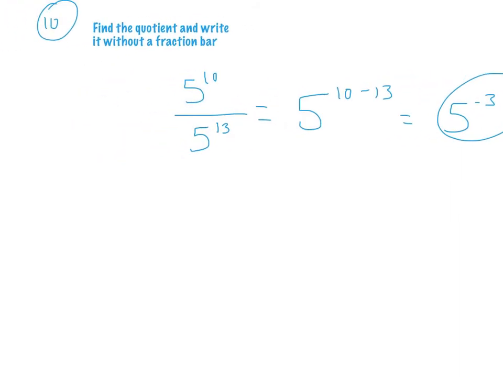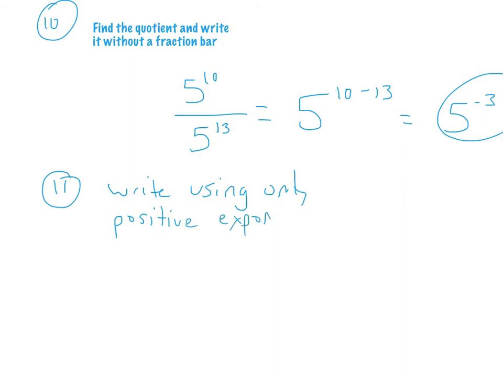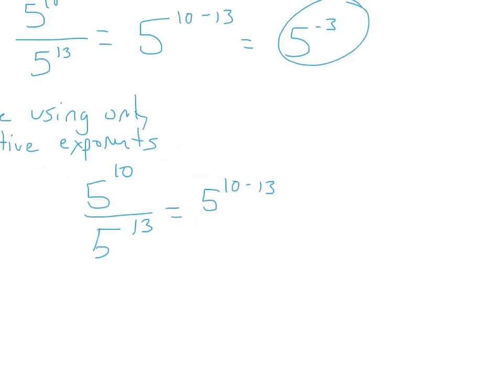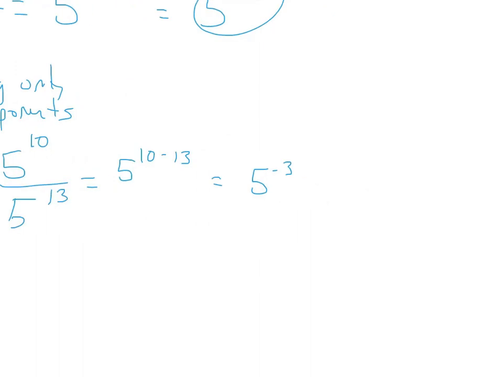Now, if I said do the same problem, but write it using only positive exponents, what would you do? Well, we had 5 to the 10 over 5 to the 13th. You would again say, well, it's like saying 5 to the 10 minus 13, which we would say is like 5 to the negative 3, but in this case, we can only use positive exponents.